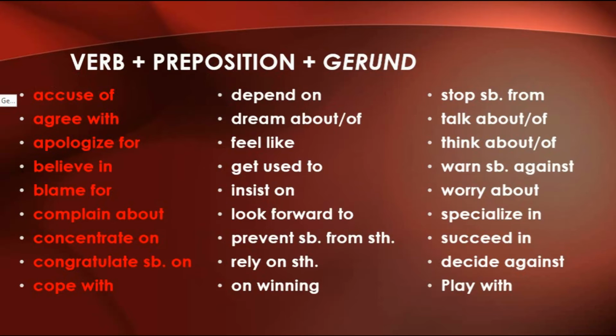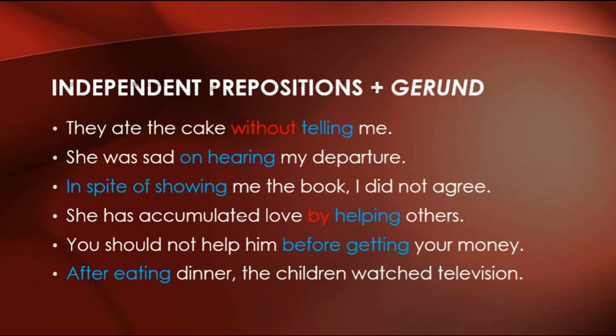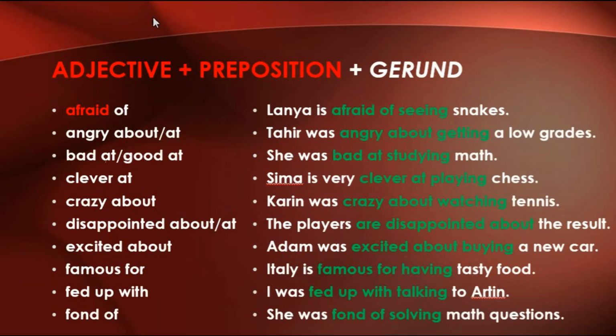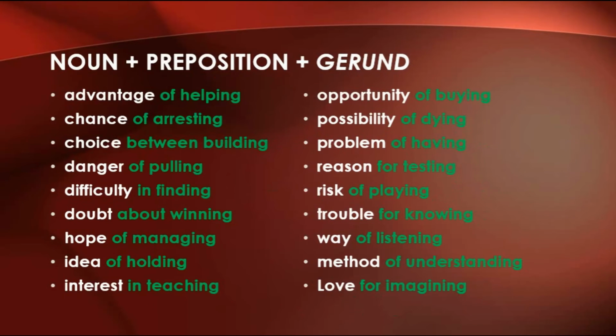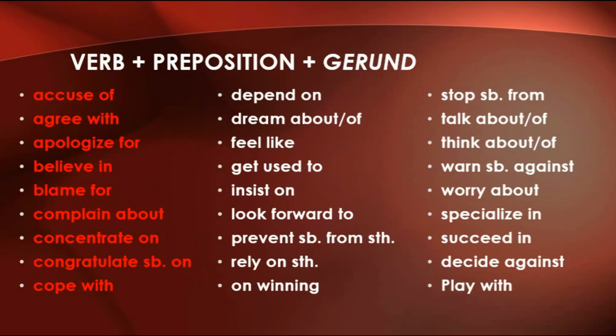So we have 4 combinations of prepositions and gerunds. Number 1, when you have an independent preposition with a gerund, examples. Number 2, when you have an adjective, a preposition, then a gerund, right? Number 3 is when you have a noun, then a preposition, then a gerund, examples, many of them. And number 4 is when you have a verb, a preposition, then you have your gerund.